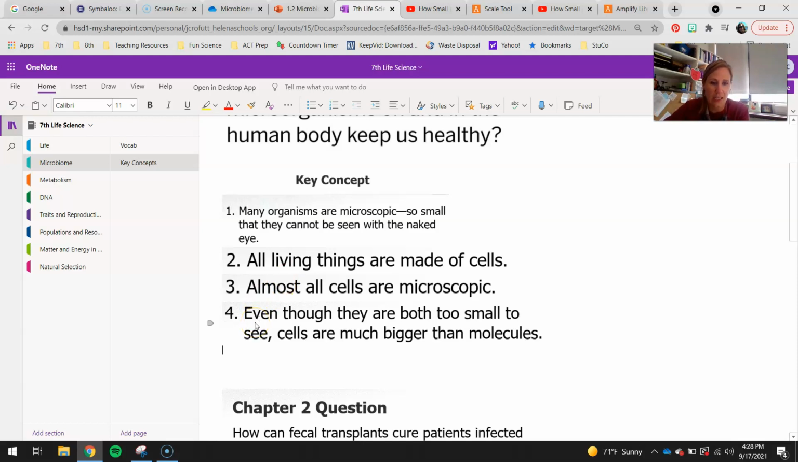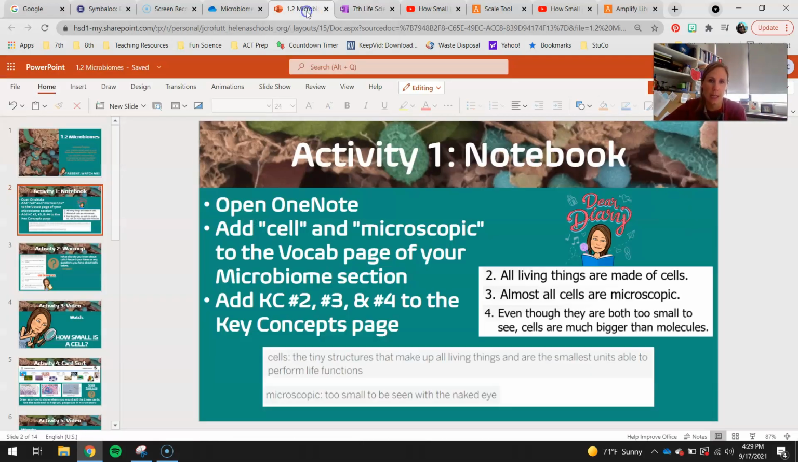And finally, key concept 4: even though they are both too small to see, cells are much bigger than molecules. When we talk about scale and see that scale tool again today, you're going to see a water molecule and how small it is, on the nanometer range, which is 1/1000th of a meter stick. Versus cells, which we can see a little better under a microscope. Depending on the cell, they're a couple micrometers long or so. We'll come back to that when we talk about our scale tool today.